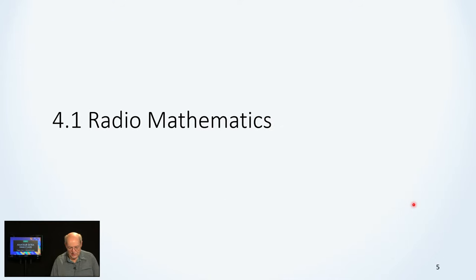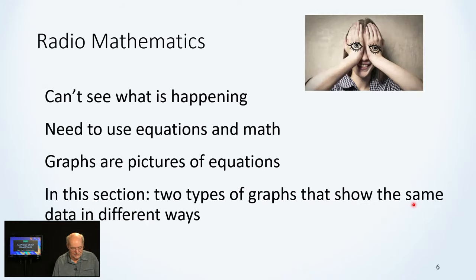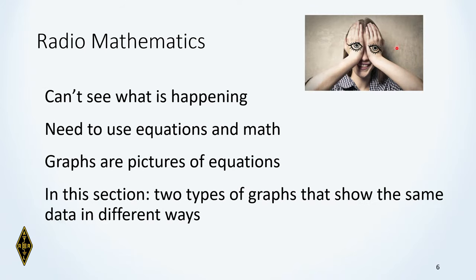So starting off with radio mathematics. Because we can't really see what's happening with some of the things that are going on, that's why there are so many equations that show up, especially in this chapter, to tell what the electrical responses are to what's being applied to them. Can really only understand that with a little bit of math. And graphs you can think of as pictures of equations. We'll be seeing some graphs tonight. And tonight we're going to see two kinds of graphs that show the same data in different ways. I'll be sharing a hiking analogy that might help show what that's all about.